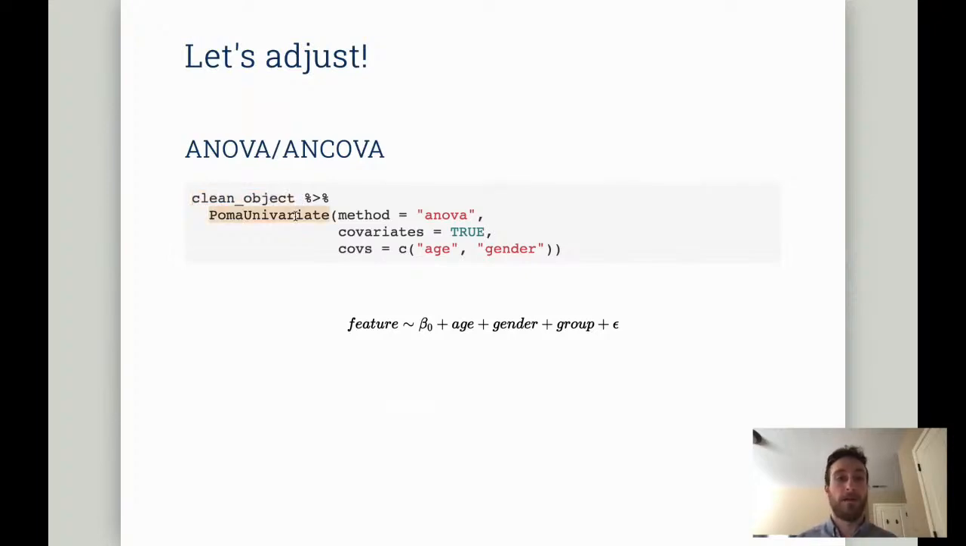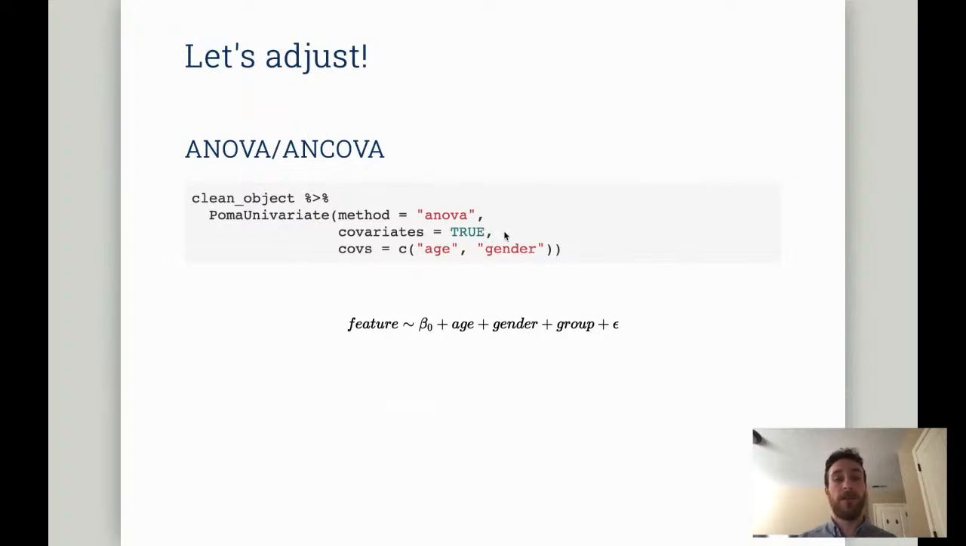I've seen this function before, this POMA univariate function, and the method is ANOVA. So far, till here, we are fitting an ANOVA model. But what happens if you do this? If you set this covariates parameter to true, and then we put here the covariates we want to include, then with these two parameters, we are fitting an ANCOVA model instead of an ANOVA model.